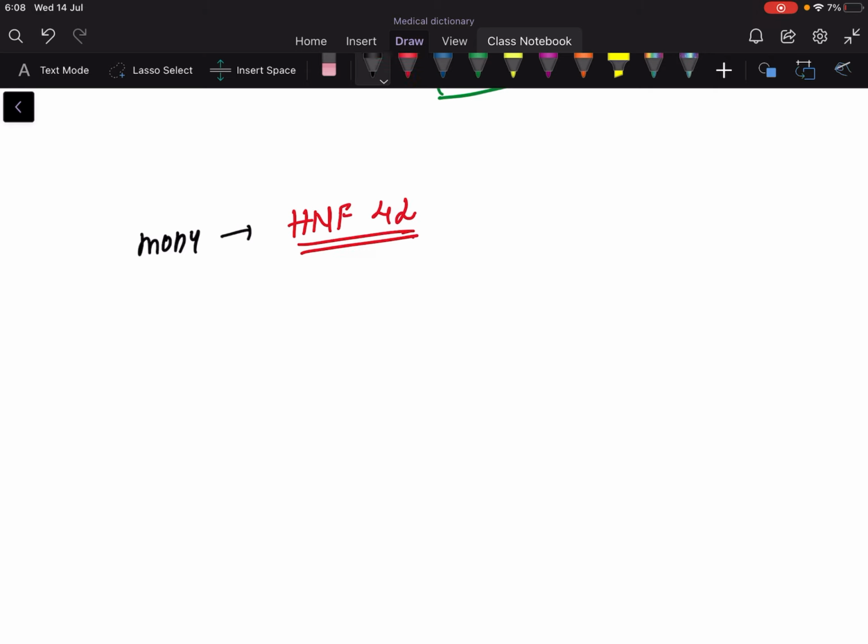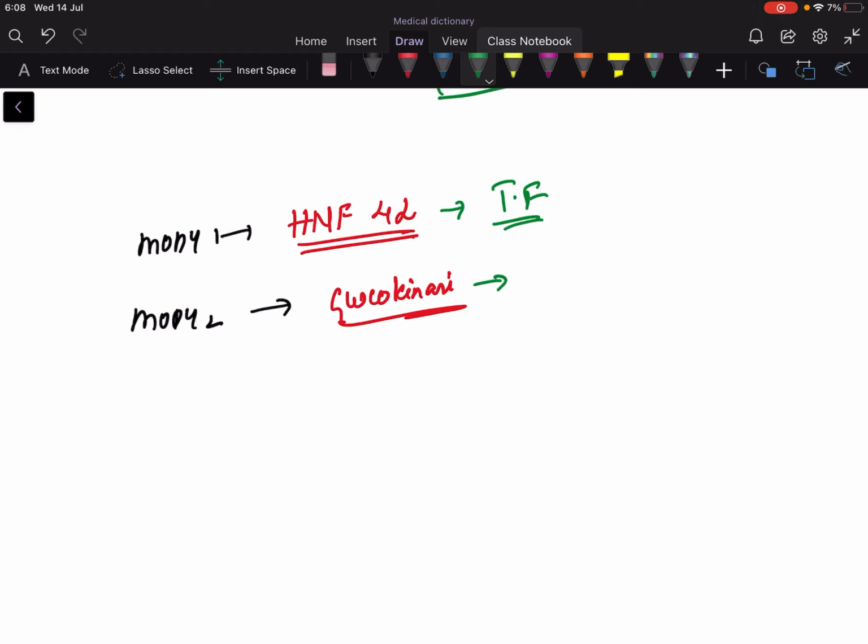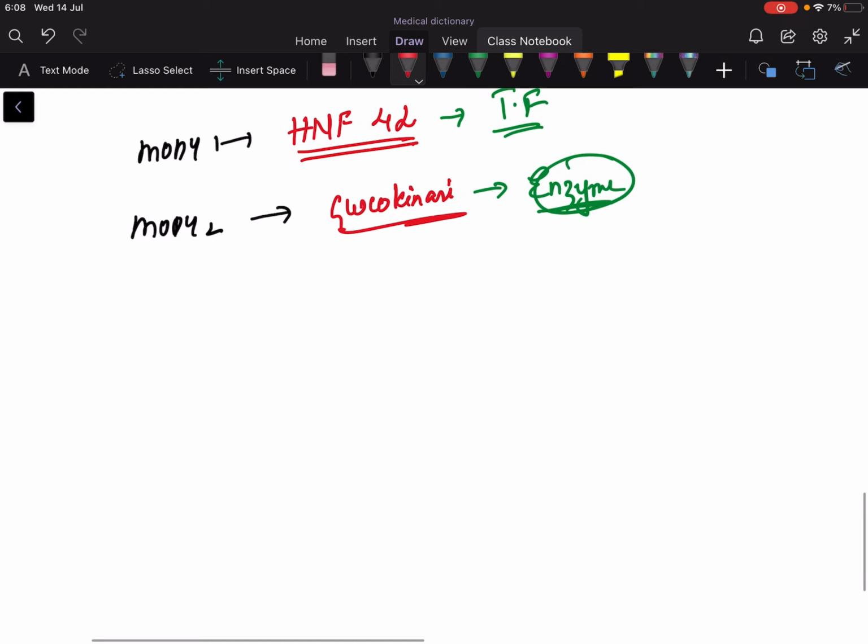Next we will talk about MODY 2. This is MODY 1, this is MODY 2. So what is happening in MODY 2? In MODY 2, there is a defect in glucokinase. This is very important because hepatocyte nuclear factor is a transcription factor, whereas glucokinase is an enzyme. What is this enzyme? As you already know from biochemistry, glycolysis, right?